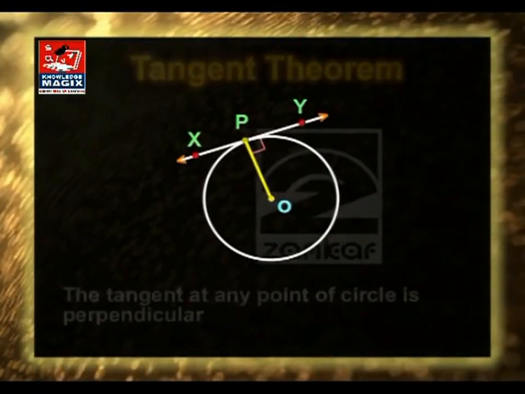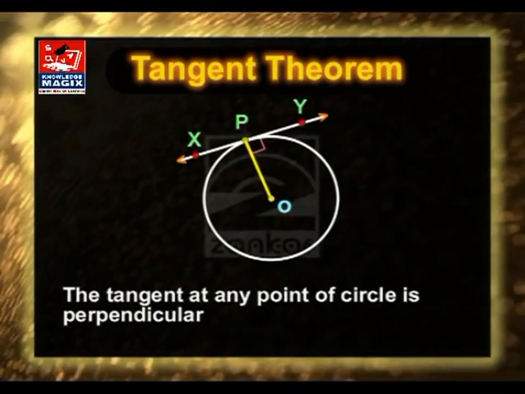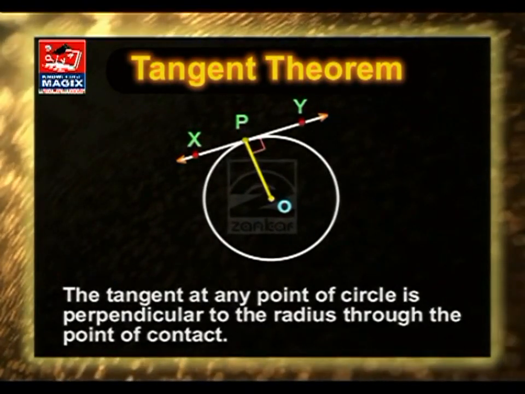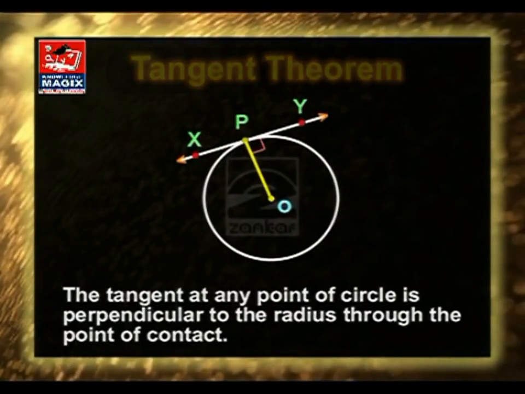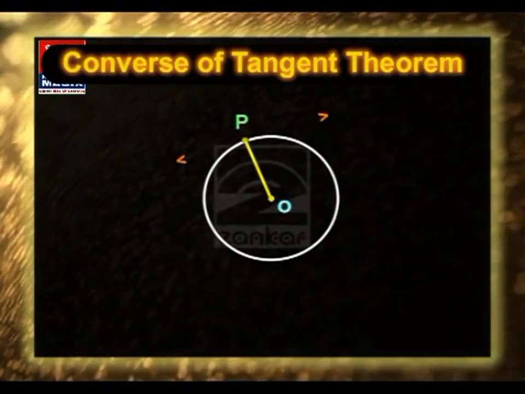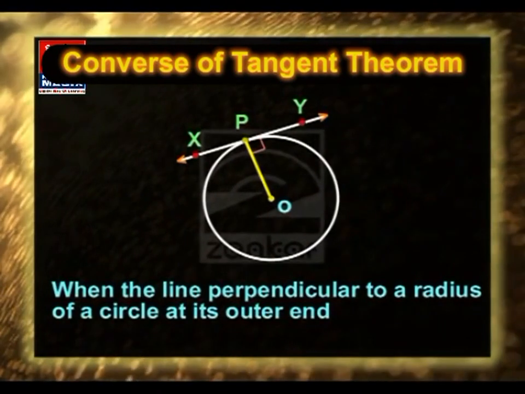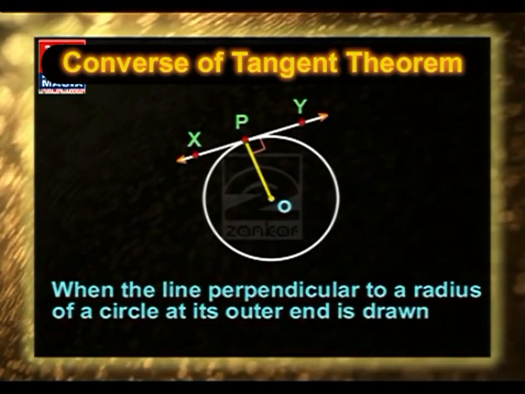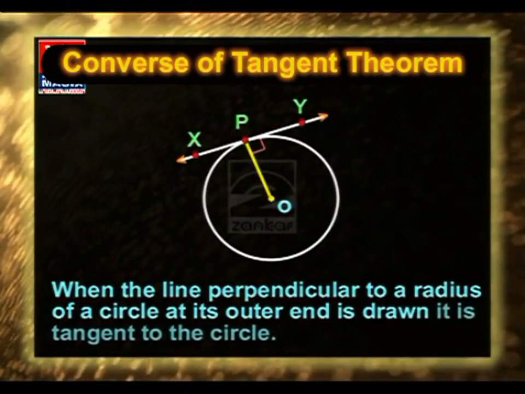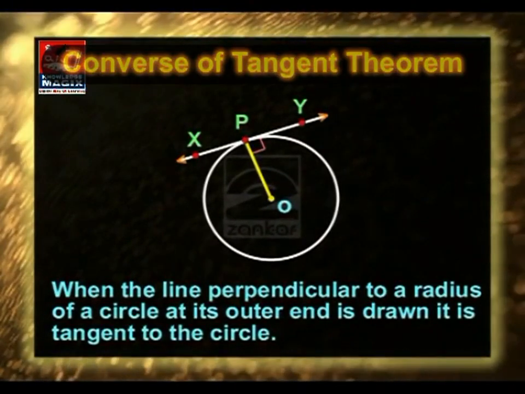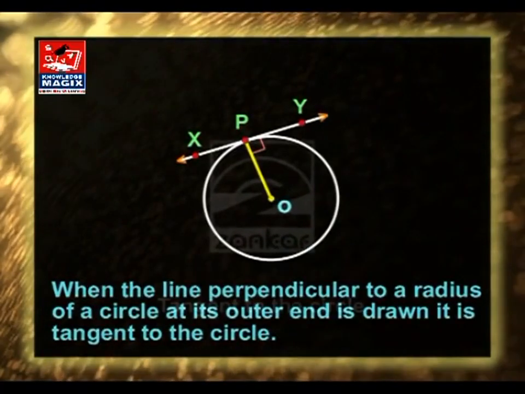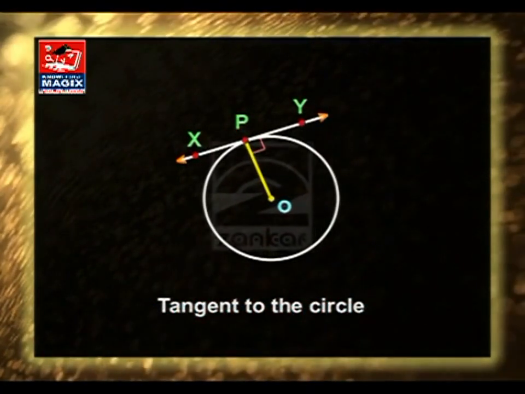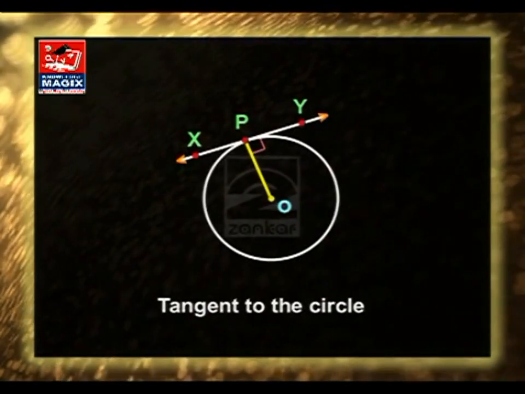So remember, the tangent at any point of a circle is perpendicular to the radius through the point of contact. Conversely, we can say when the line perpendicular to a radius of a circle at its outer end is drawn, it is the tangent to the circle. Now remember, there is one and only one line that is tangent to a circle at a given point of the circle.